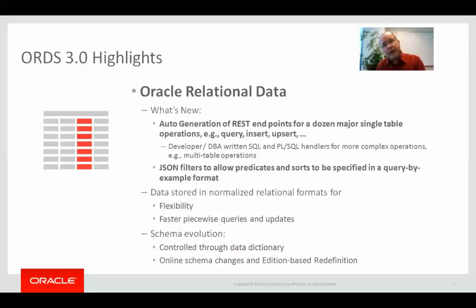You can also do those changes online through online schema changes to individual objects, and also with a new edition-based redefinition capability, a relatively new capability. You can make huge numbers of changes, thousands of changes, all online, as one larger operation. So all that is very powerful in the relational model.